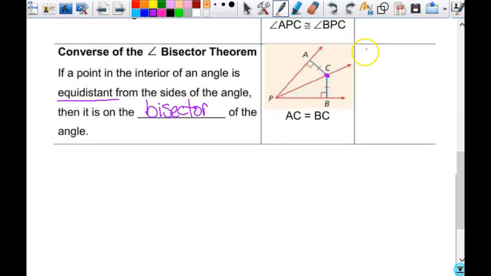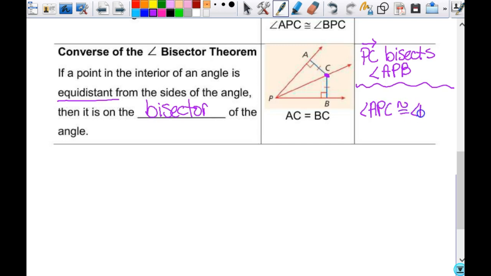All right, so then what I know is ray PC bisects angle APB. That's what I directly get from that. And then since it bisects it, can I say angle P is congruent to angle P? No, but I can say angle APC is congruent to angle BPC. Okay, any questions about that?